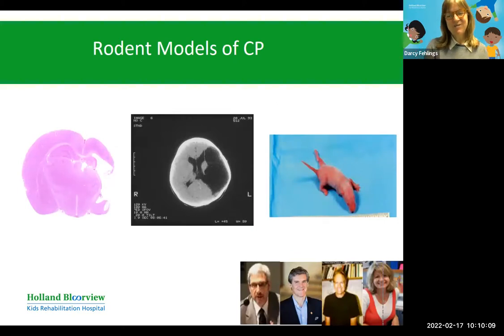Going back to our translational aspects, we worked with scientists that were running basic science labs and integrated a rodent model of cerebral palsy where they created an asymmetric injury. This is the MRI of the rodent, and you can see the large asymmetric injury here. And then you can see the clinical phenotype here. The rodent is dragging the hemiplegic leg.